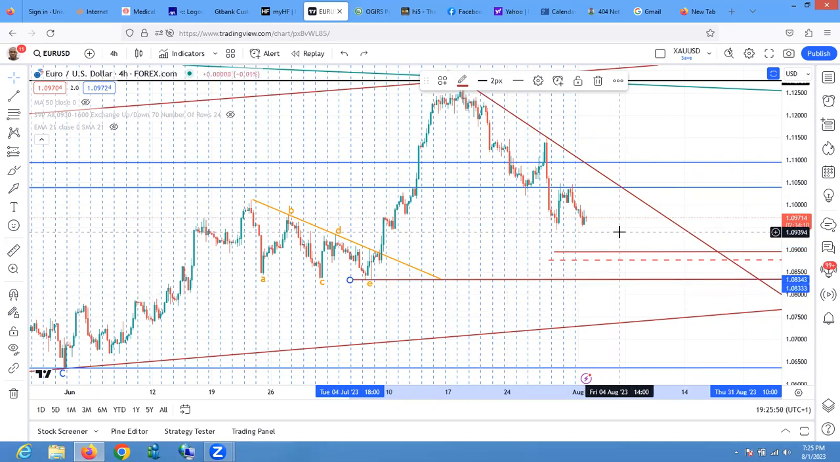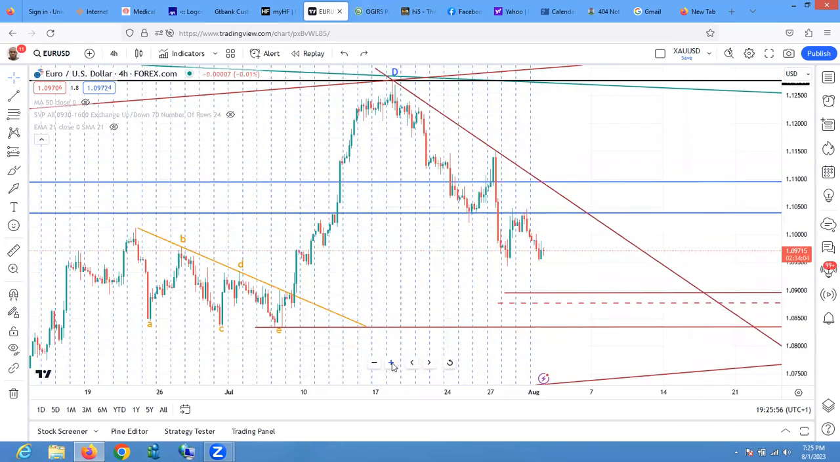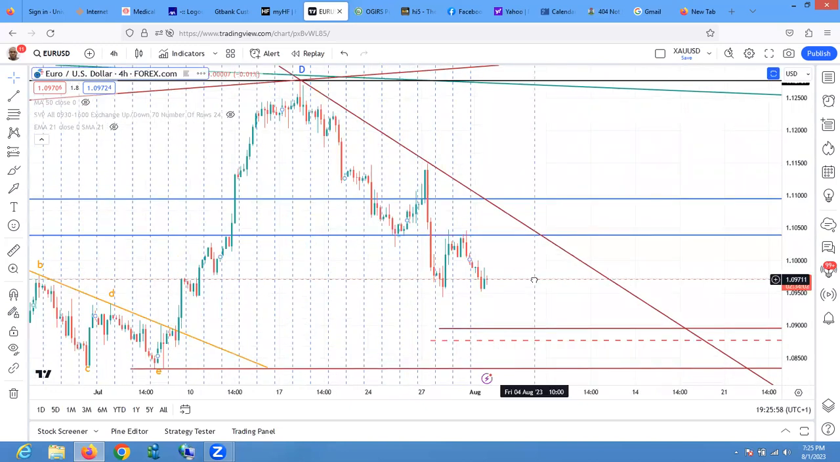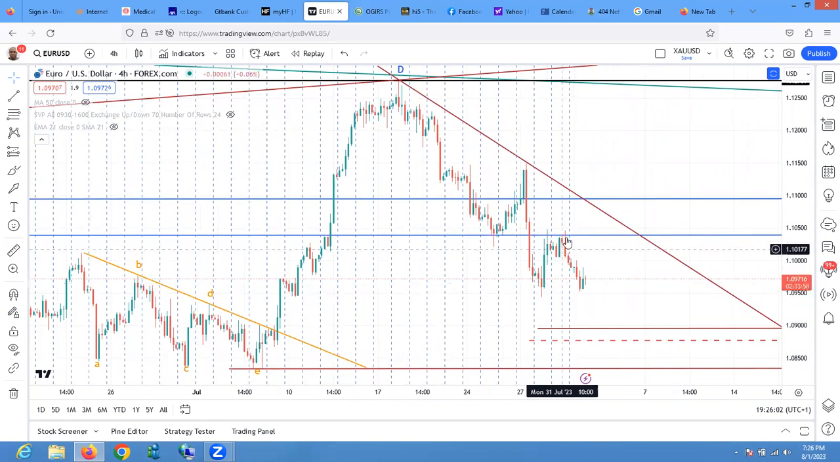Yeah. So what I can see here now is that the reaction here, this may just be an A and this may just be a B, and we might just have another thrust to the upside, and we might be looking for a sell. So for now, this is like a 1.